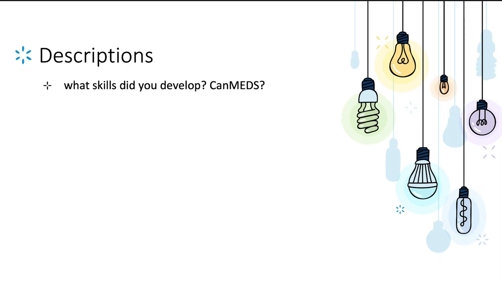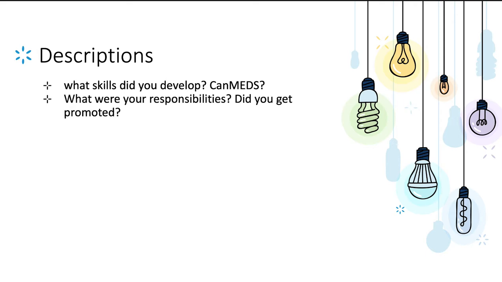Okay? So, let's start. When you write a description of an activity, ask yourself, which skills did you develop? Are these skills related to the CanMEDS roles, which we're going to talk about in detail? Or what were your responsibilities? Did you get promoted during this experience? Or did you solve a problem? Let's say you worked in an underserved area and population and you raised awareness for mental health. Or you provided oral contraceptive pills and you raised awareness for family planning.